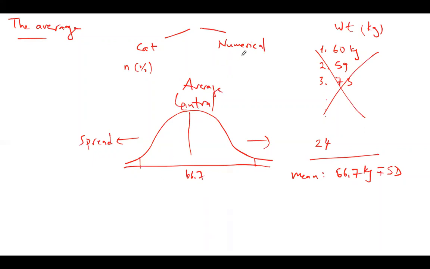Therefore, as a rule, if you have numerical data, you always give the average, which can be the mean, which can also be something else, plus the spread. If we have numerical data, we should always present, as in categorical data we present n and percentage, information about the mean or the average and the spread: the central area of our distribution and how it is spread.